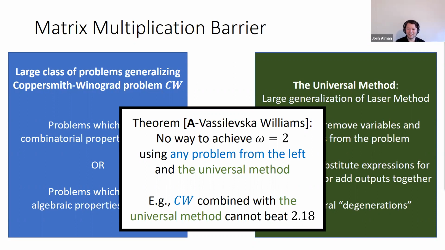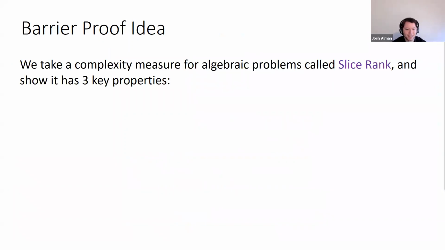Okay, so let me give you an idea of how we prove the barrier. I think it's actually a really cool proof. So the idea is to take a complexity measure for algebraic problems called slice rank. Slice rank is some measure of how complicated a problem is. And we show that slice rank has 3 key properties. So first, we show that the Coppersmith-Winograd problem has small slice rank. So according to this measure of how complicated a problem is, Coppersmith-Winograd is actually not a very complicated problem.